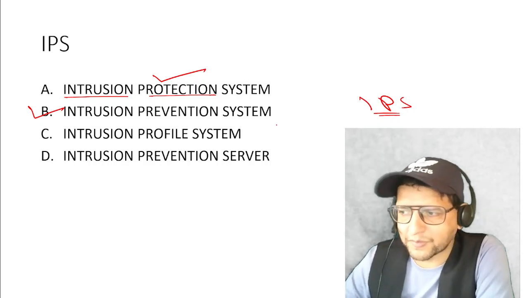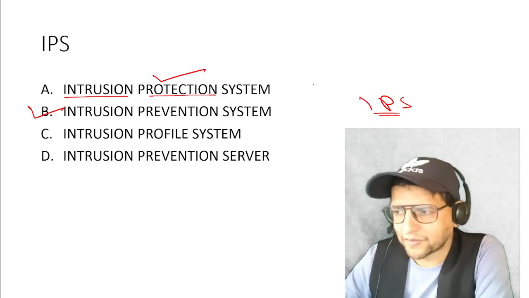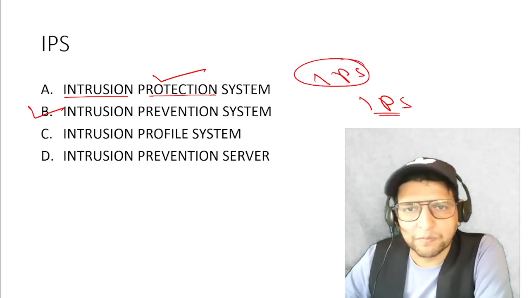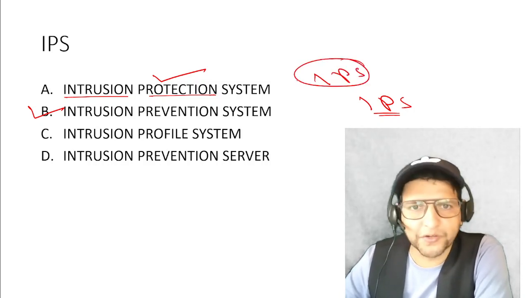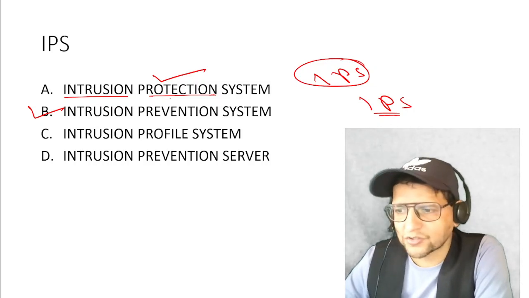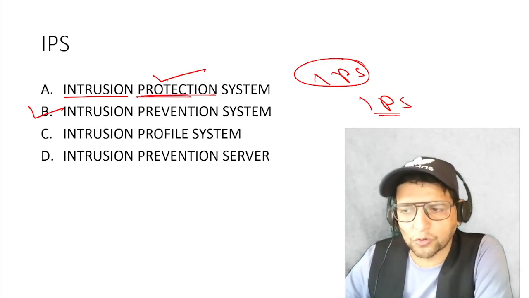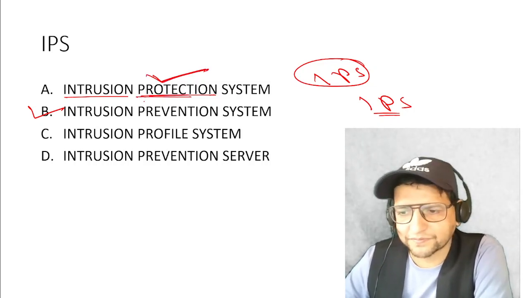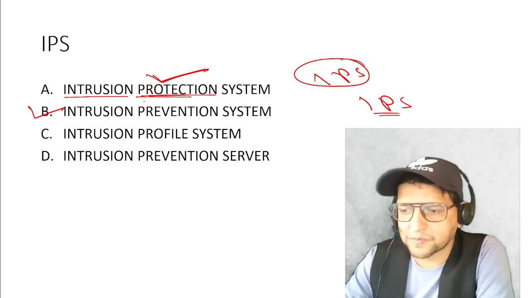So in the question they will mention you need a protection system. You think, oh, it is IPS. No, IPS is a prevention system. So there's protection, detection, deterrence. So it depends on what control they are asking about. So look at those keywords. So it is intrusion prevention system.